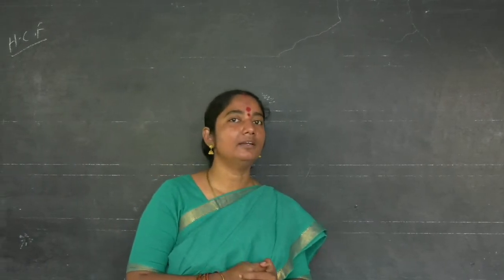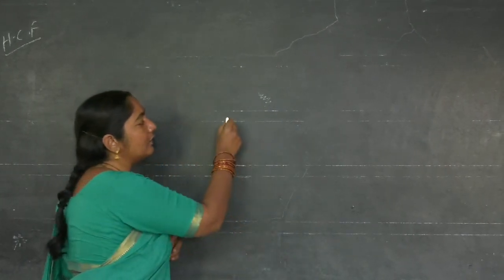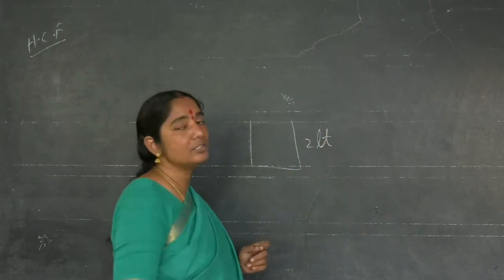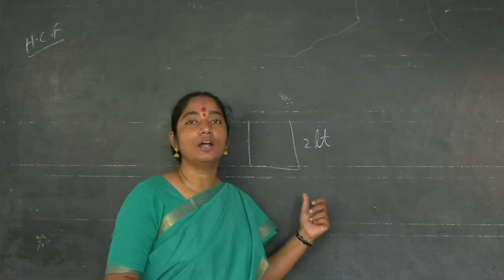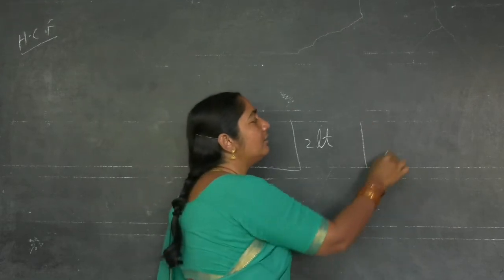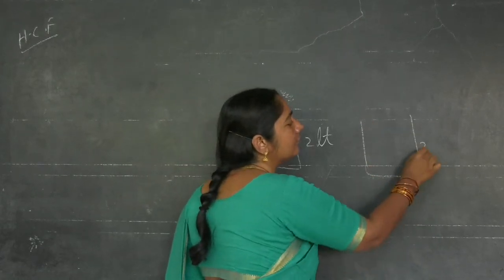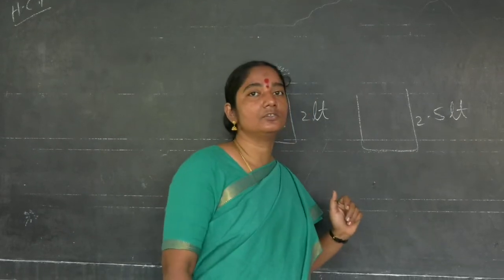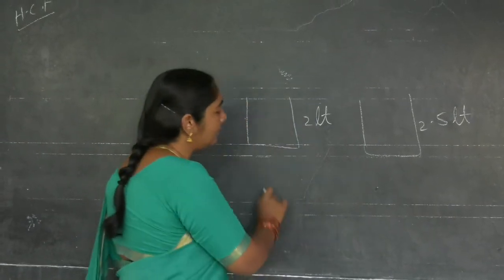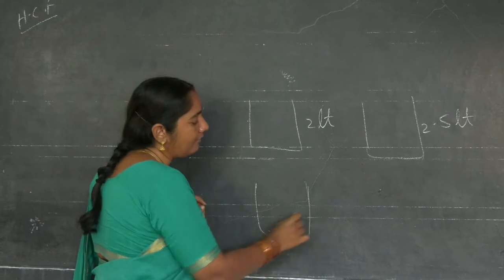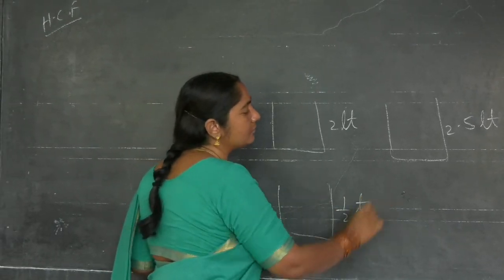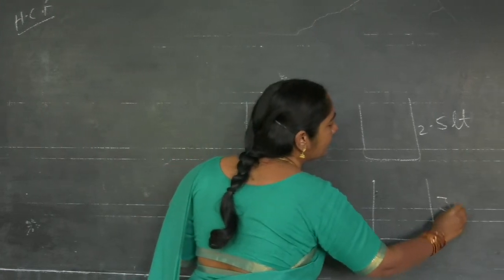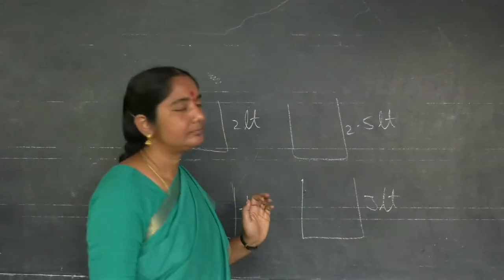For example, there is a milkman, and the milkman is delivering 2 liters of milk to one house. He is giving a delivery of 2.5 liters to another house, a delivery of half liter to one house, and a delivery of 3 liters to one house.